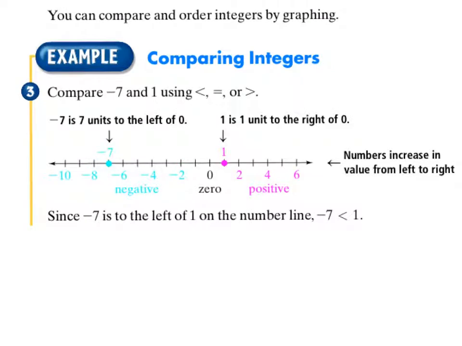Now, you can also compare and order integers by graphing them on a number line. That's what it means by graphing. We don't need a coordinate plane here.